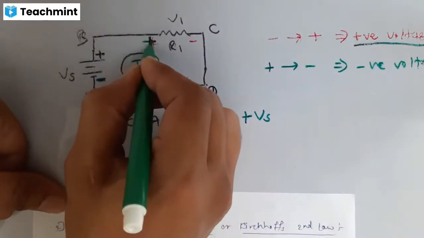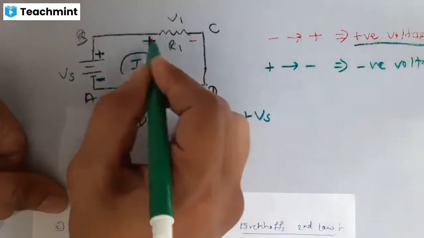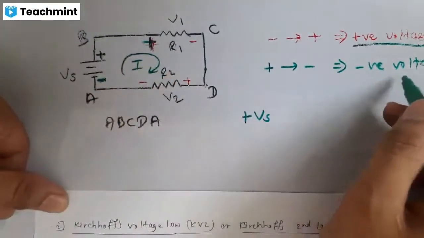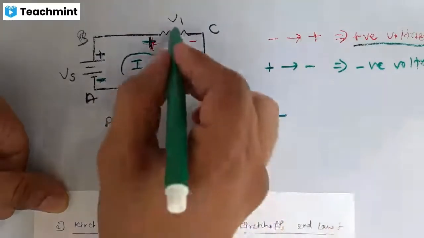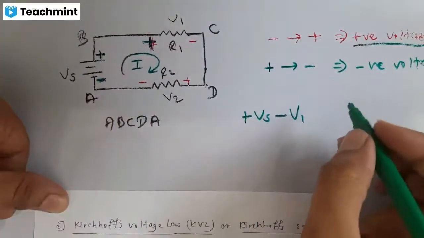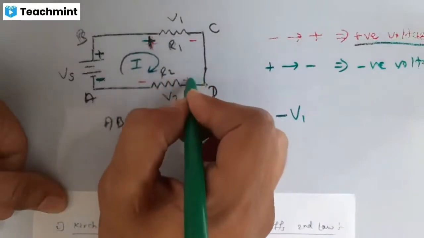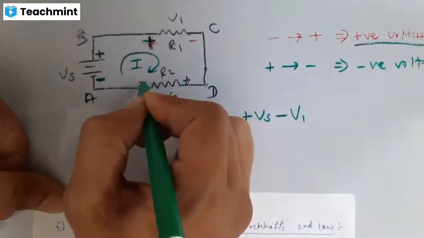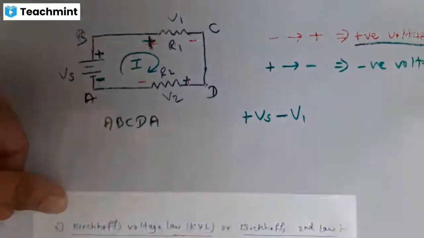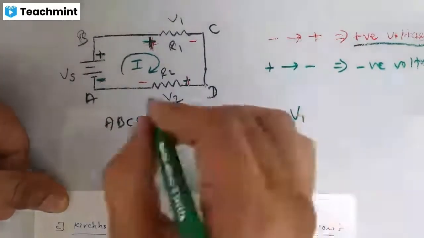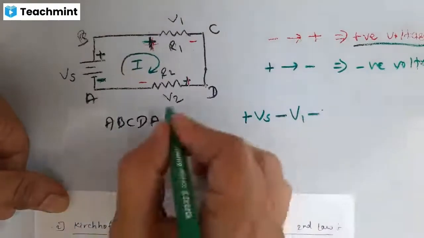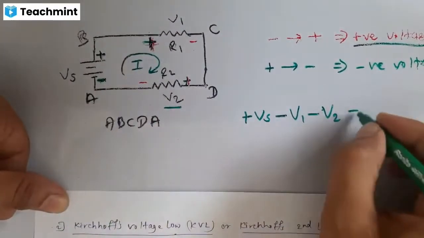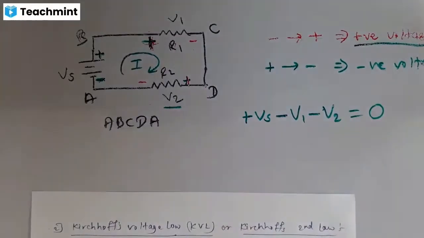Now again I move in the clockwise direction. Here I reach the positive terminal first and then go to the negative terminal, positive to negative, which is a negative voltage. So minus V1. Again, moving in the clockwise direction, I approach the positive terminal first, then negative, positive to negative, so this voltage is negative. So I write minus V2. That equals 0, according to KVL. This is how you have to apply the Kirchhoff voltage law. Are you getting this?